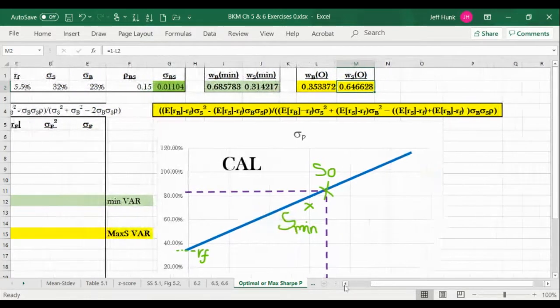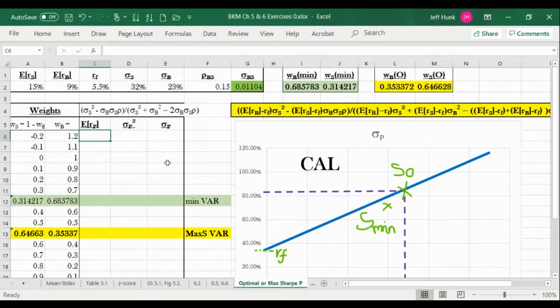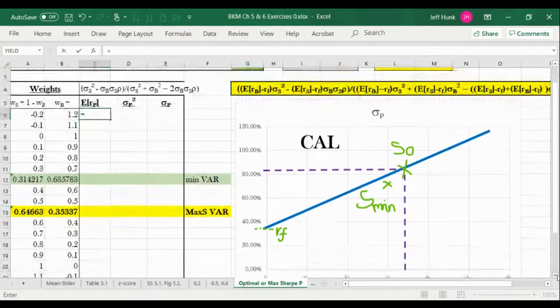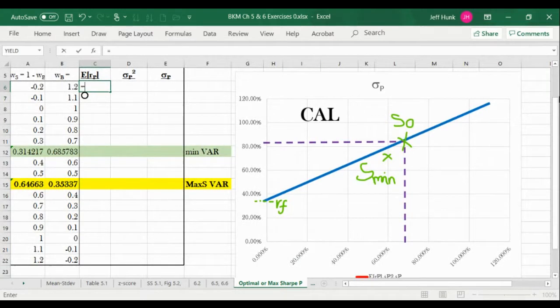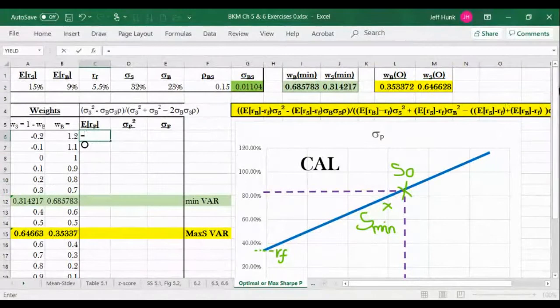And then all we need to do is simply find the expected return, because on the vertical axis we will have expected return, and on the horizontal axis is our standard deviation. So it's basically weight times expected return on the stock, and you lock it, plus weight times B2 and lock it, right? And then there you go.